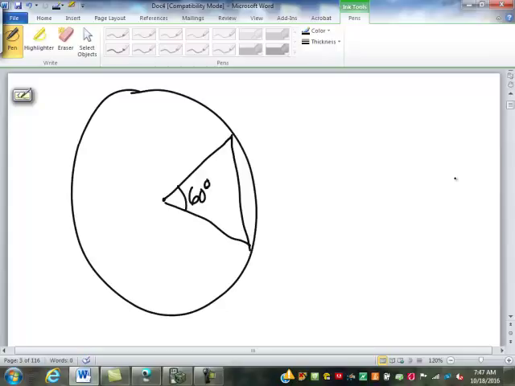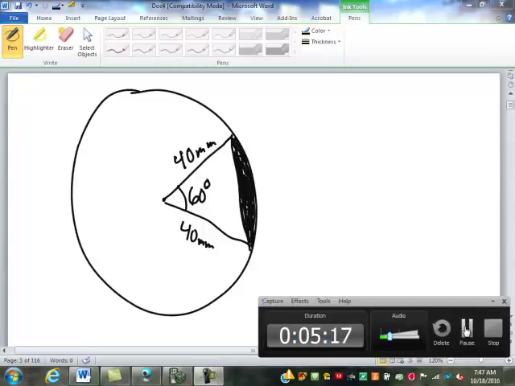So we're going to do a 60-degree interior angle, or central angle here. Then let's do a 40 millimeter radius. I want to know the area of this little segment. Give you a couple minutes, see if you remember how to do that. Then I'll jump in and give you a hint or two to help you on your way if you need it. So try that.